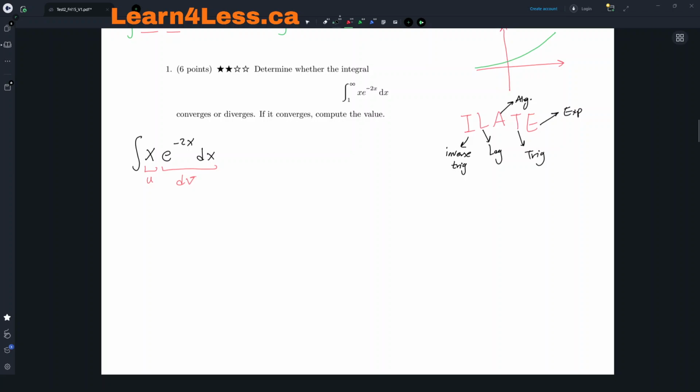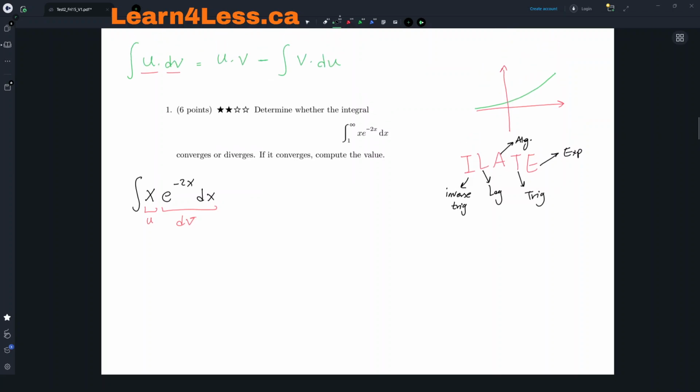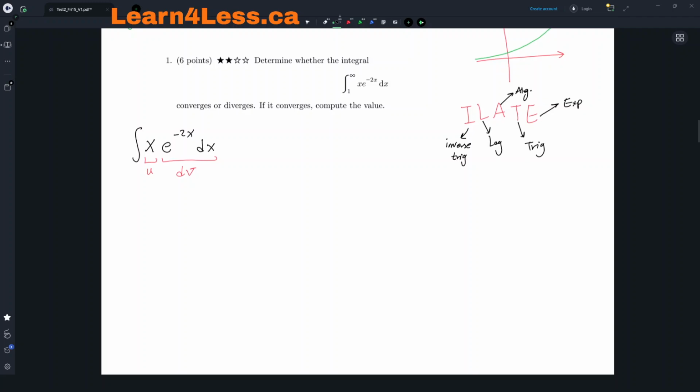So if we go with this one, what do we need for the integration by parts? We need u, which we know. We need v, so we need to evaluate that, and also we need du, which is coming from this u. So let's just write it down. u is equal to x. From here, we can conclude that du is basically the derivative of that, which is 1 dx. And dv is equal to e to the power of negative 2x dx.